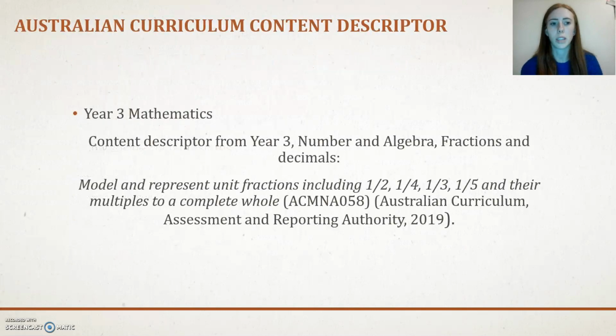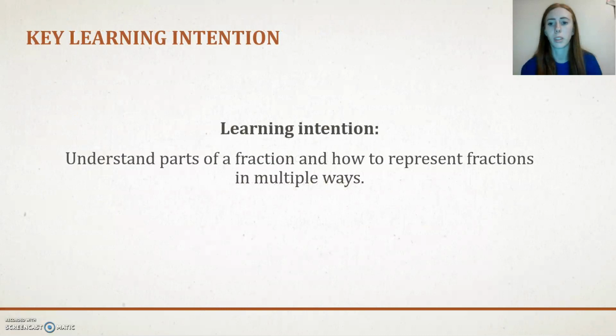My focus was on Year 3 mathematics. The content descriptor from Year 3, number and algebra, fractions and decimals, was model and represent unit fractions including 1/2, 1/4, 1/3, 1/5, and their multiples to a complete whole. My key learning intention was to understand parts of a fraction and how to represent fractions in multiple ways.